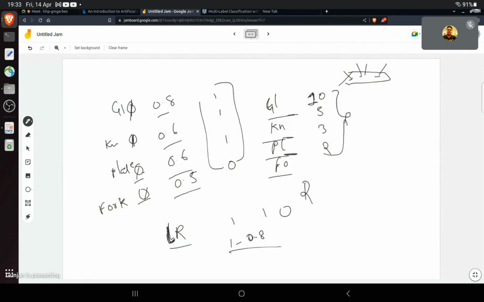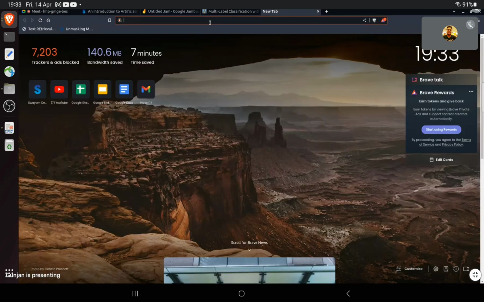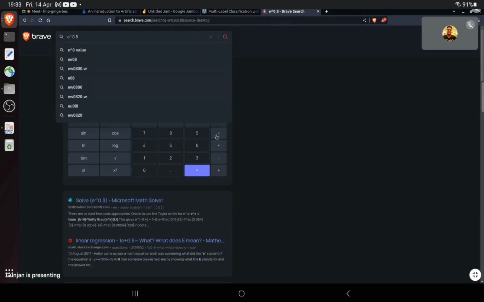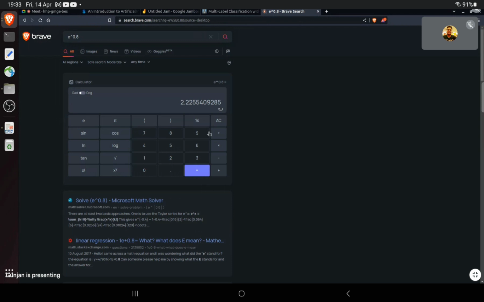Let me just take the example. Let's say one object gets 0.8 probability, another object gets 0.9 probability, right? So e to the power 0.8, what do we get? e to the power 0.8 is this, right? And we divide it by e to the power 0.8 plus e to the power 0.9.